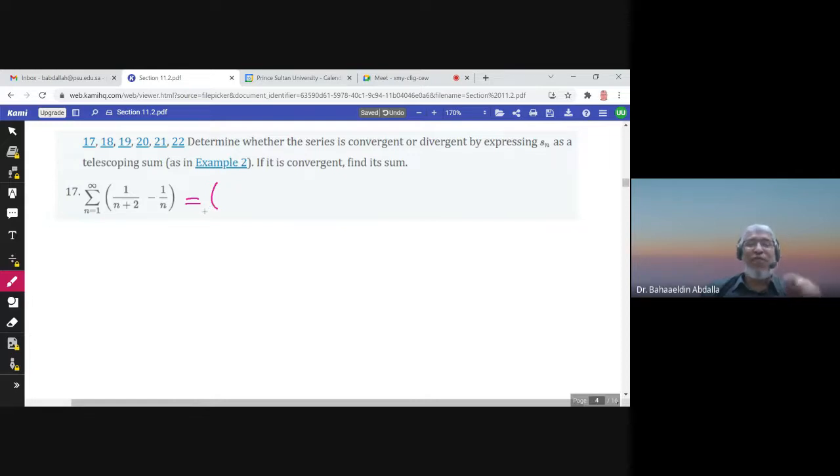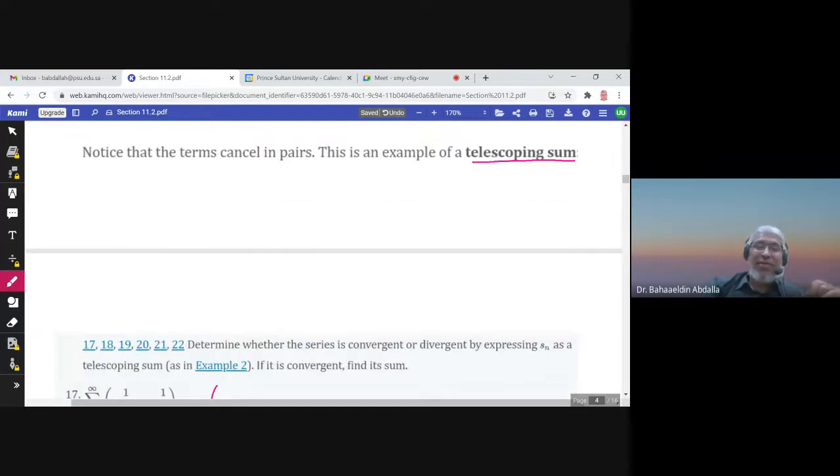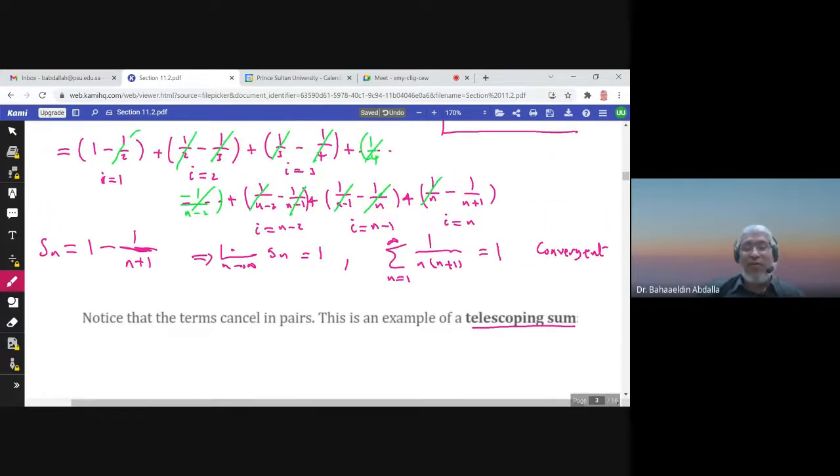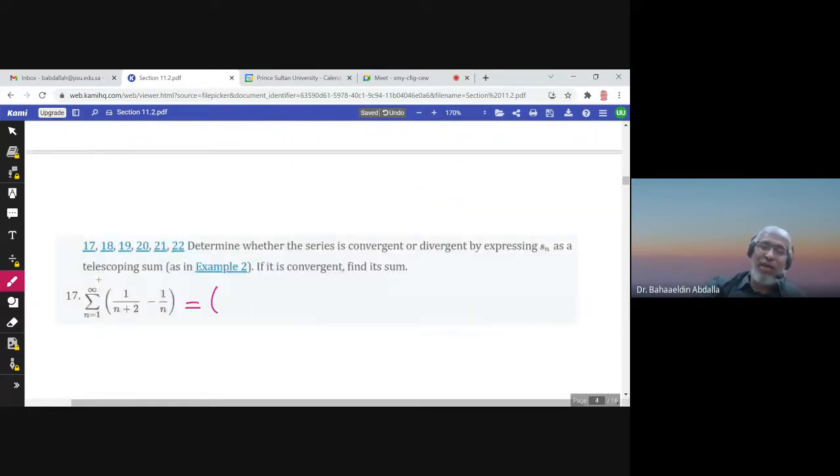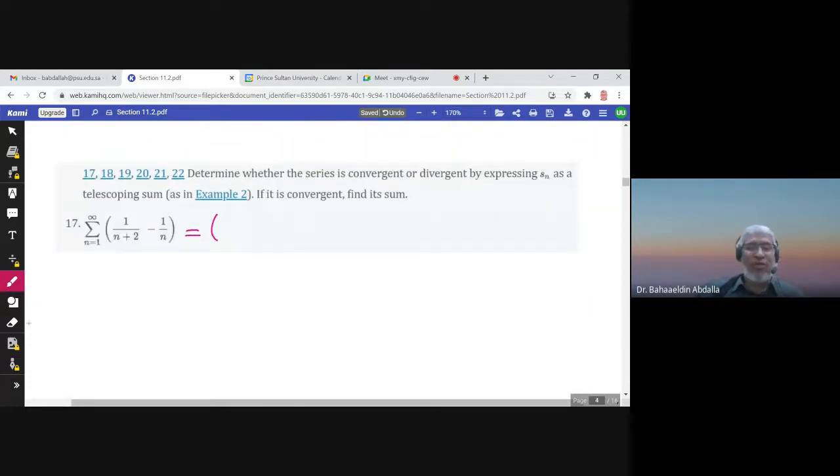Notice that the difference between n and n plus 2 is two. So if n is 2, n plus 2 is 4. So here, for Sn, we will have 4 terms, not 2: 2 from the beginning and 2 from the end. Well, what is the idea? The idea is to express Sn. So let us start by finding Sn.